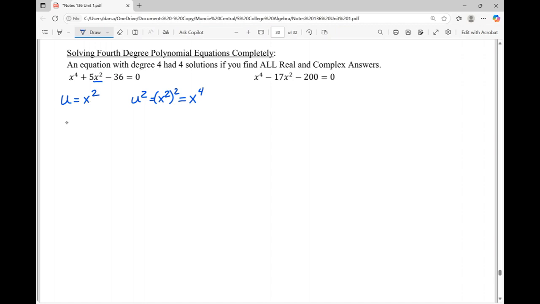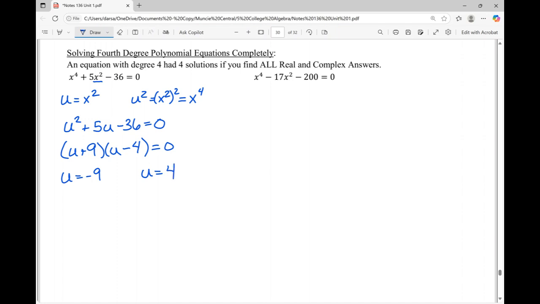So what does this become? It becomes u squared plus 5u minus 36 equals 0 when I substitute in u and u squared for x squared and x to the fourth. Now, this is a lot easier to look at, and it factors fairly simply. It'll factor to u plus 9, u minus 4, because 9 times negative 4 is negative 36, and 9 minus 4 is 5. Setting each of these factors equal to 0, we get u is equal to negative 9 and u is equal to 4.